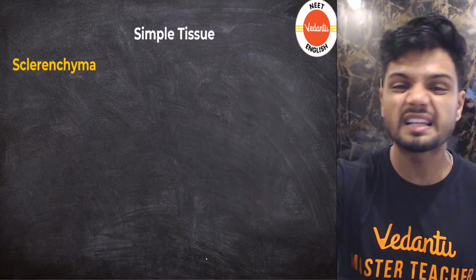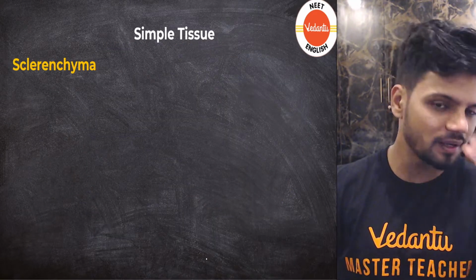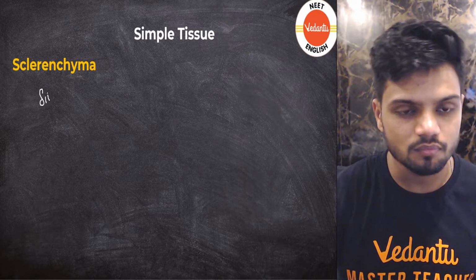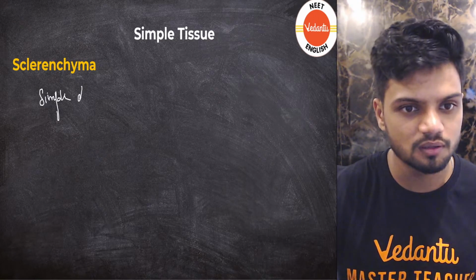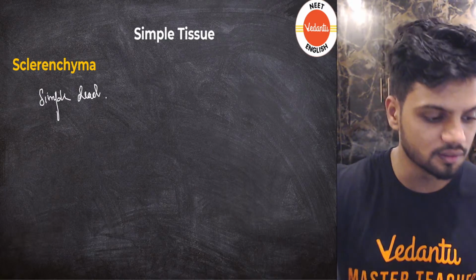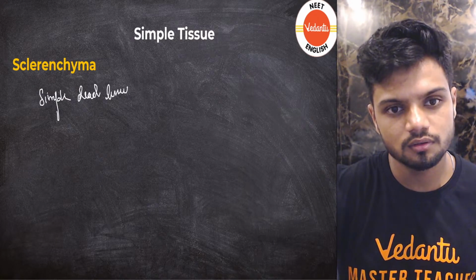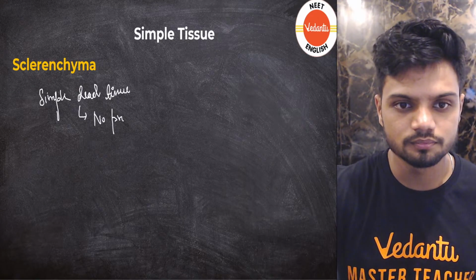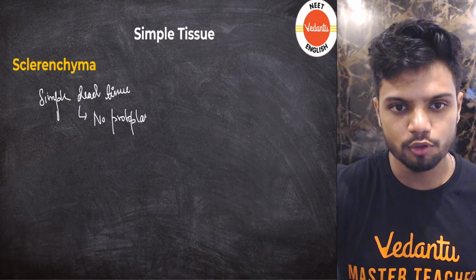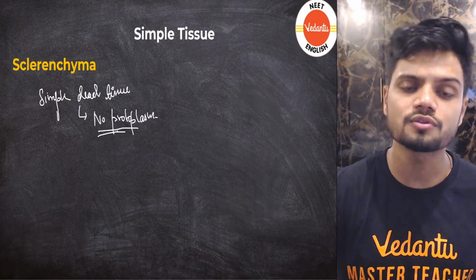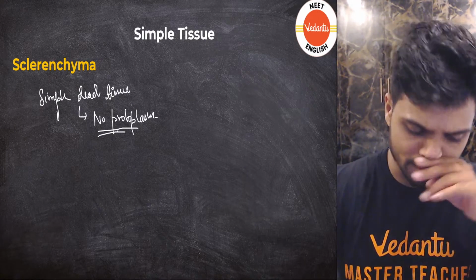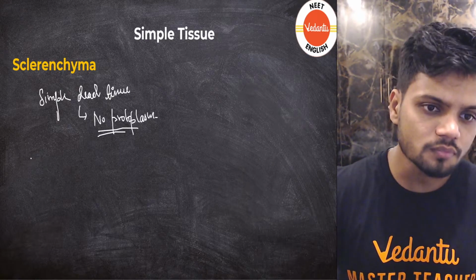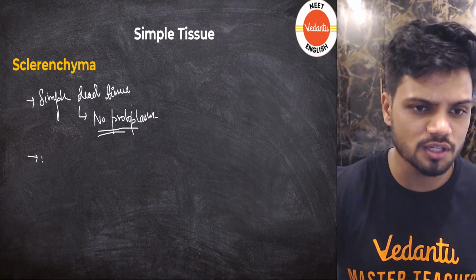Next one is called your sclerenchyma, which is a simple dead tissue, completely gone case. If it is a dead tissue, obviously no protoplasm. Protoplasm is completely absent in the case of your sclerenchyma. Nothing is present there. No protoplasm. Okay. Then what would be the function? The main function is mechanical strength.